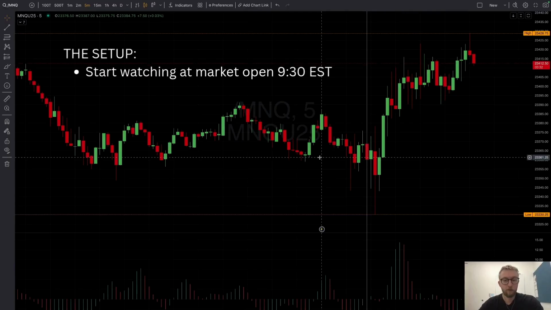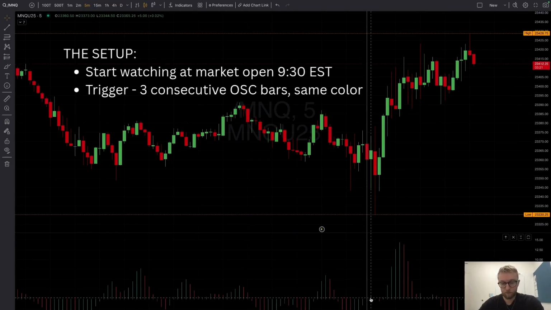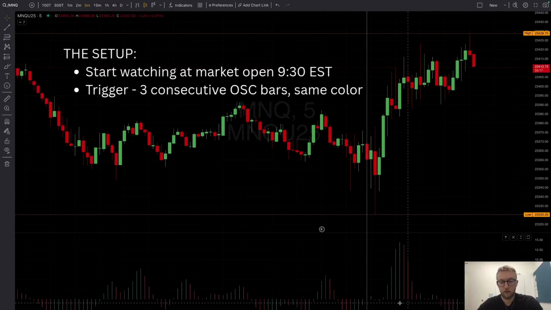The way this is going to work is we're going to look for 3 signals in a row. The strategy is a 3-bar acceleration entry. So we need to wait for 3 bars in the same color before we enter. This is the Accelerator Oscillator down here. And as you can see, it kind of moves in waves, showing momentum.